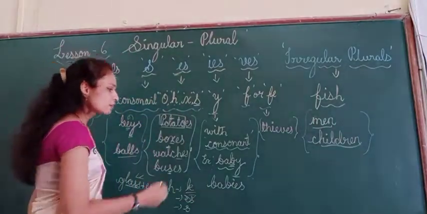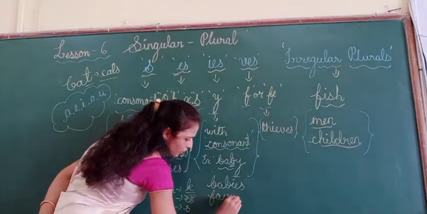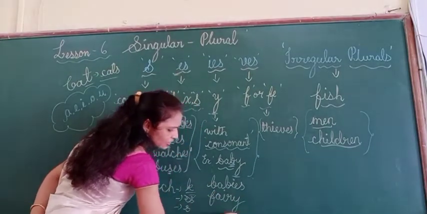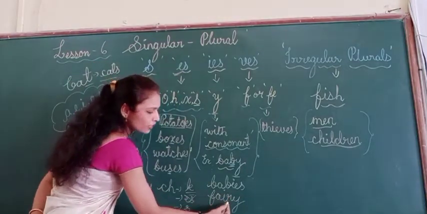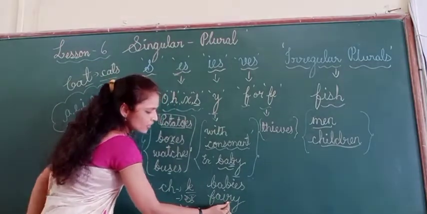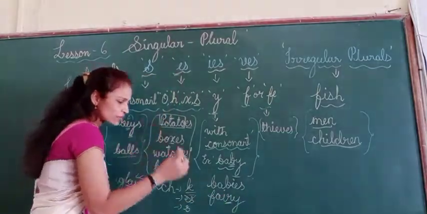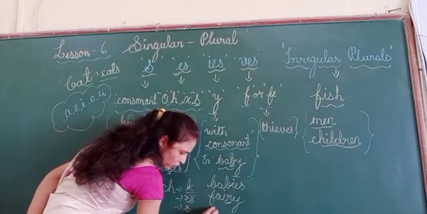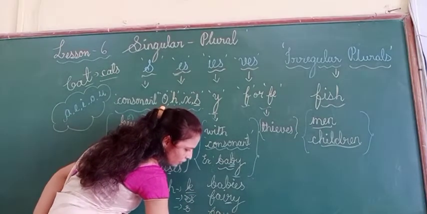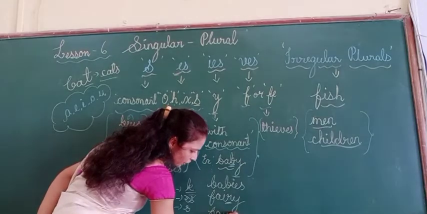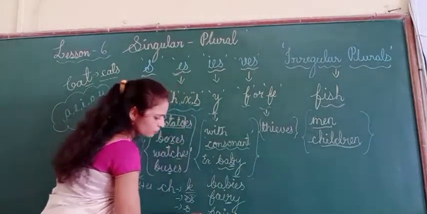Yes, like that. One more example I am going to give, that is fairy. F-A-I-R-Y. See here, the last letter is Y. Before that, what letter has appeared here? It's R, very nice, it's a consonant. So, what is the plural of that? It is F-A-I-R-I-E-S. Fairies. Yes? Are you getting it?